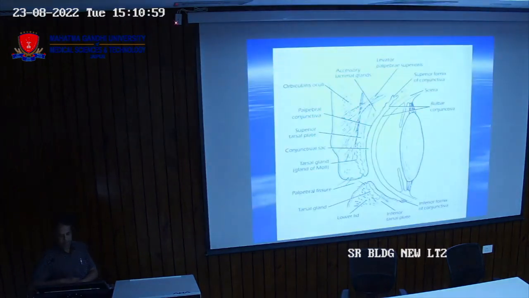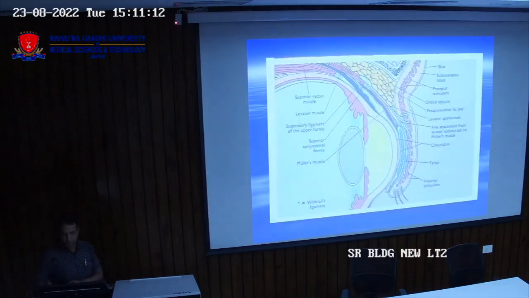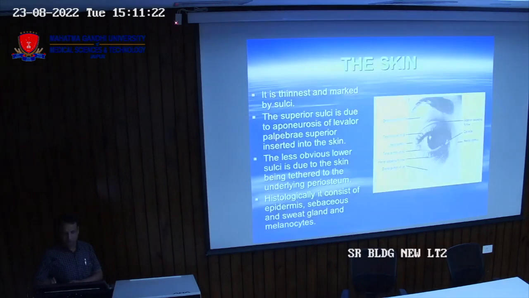This is the cut section of the lid. You will see all the layers, muscles and subcutaneous tissue, and the innermost layer is the conjunctiva. This is another diagram which is showing the different layers of the lid and how they are attached to each other. Then we come to them one by one.